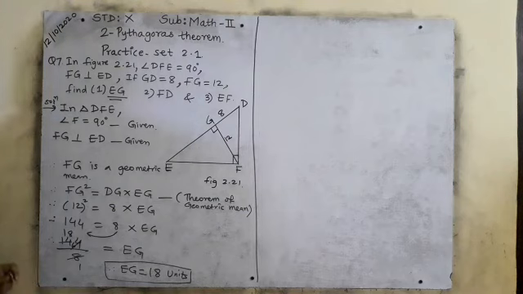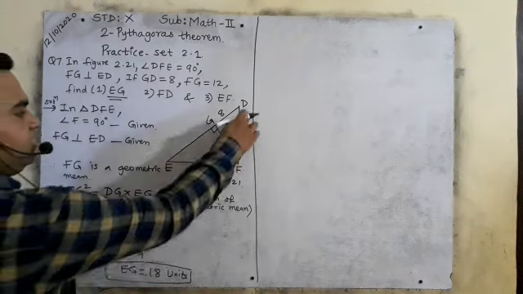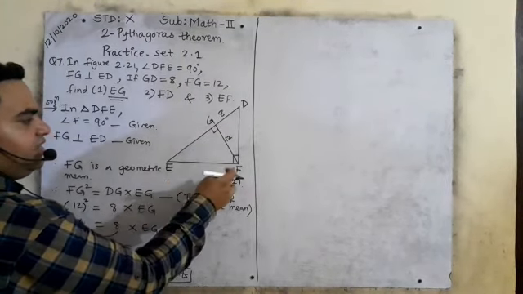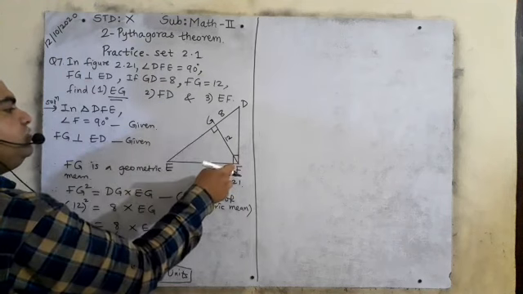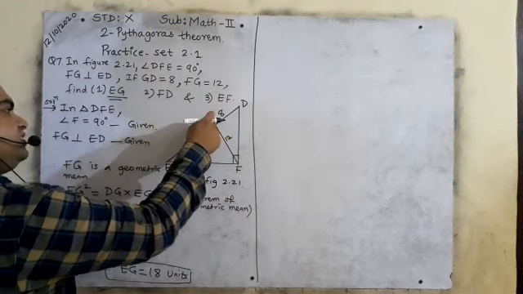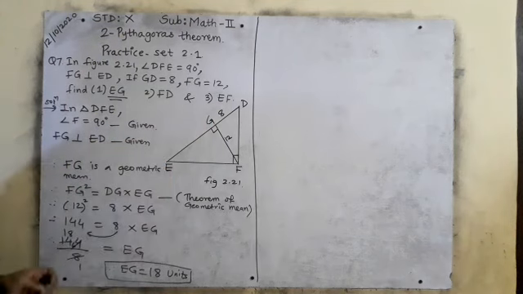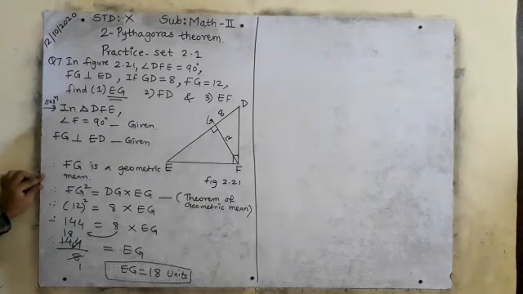I hope you understood. This is geometric mean. DFE is a right angle triangle and FG is the geometric mean. So you will use FG square is equals to DG multiplied by EG. Is it clear? That is the theorem of geometric mean.